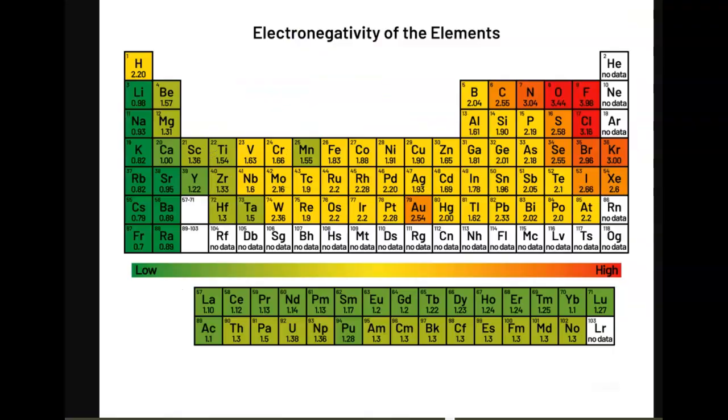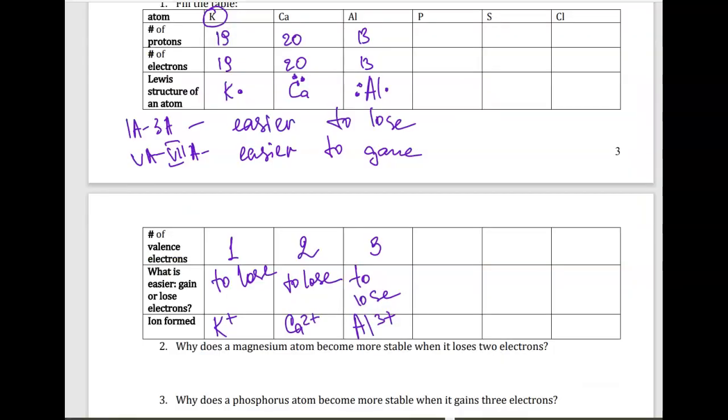Phosphorus. It's 15 atomic number and group number 1, 2, 3, 4, 5, and it's not metal. So 15 protons, 15 electrons, Lewis dot structure. 1, 2, 3, 4, 5. And then number of valence electrons the same as group number, 5. Which is easier? You can see 5A, easier to gain.